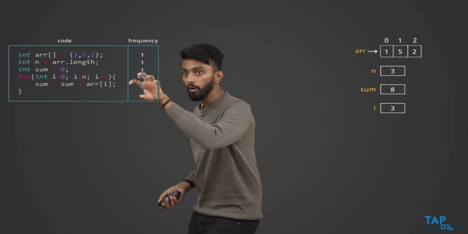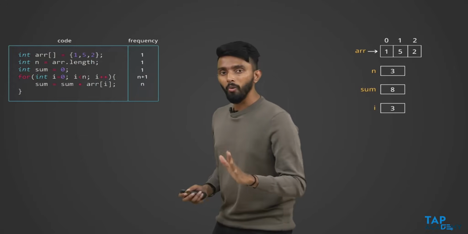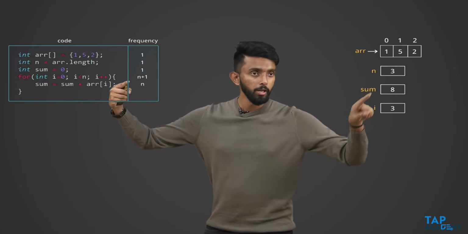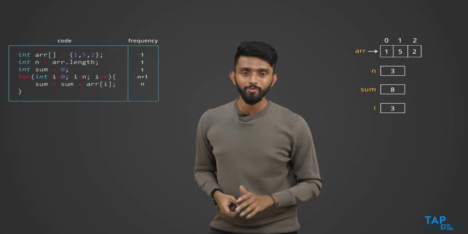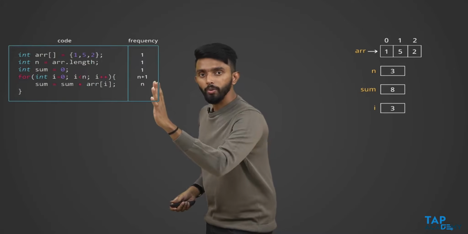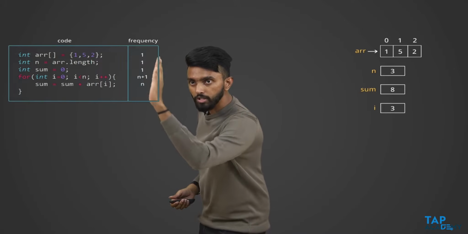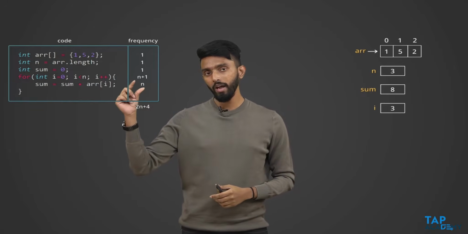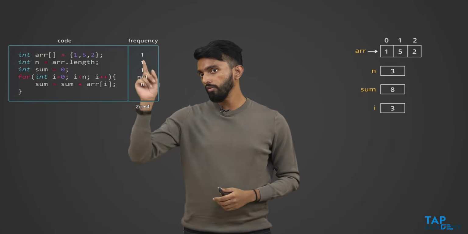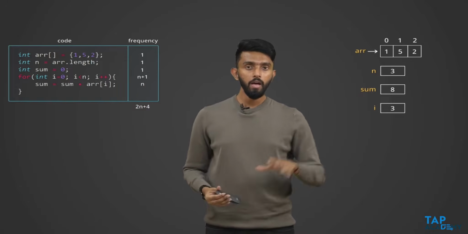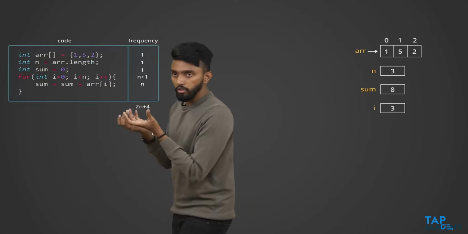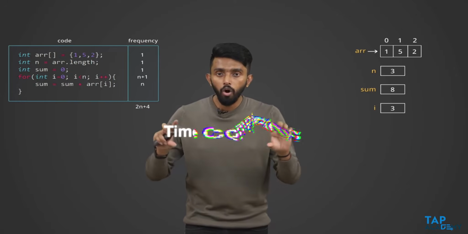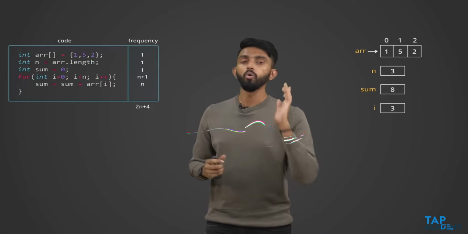So did you see how I brought it in general form? Now I know, depending upon the value of n, this will execute n plus 1 times. Depending upon the value of n, this will execute n times. So this is my frequency. Now I'll add all these frequencies together. I'll get 2n plus 1, 2, 3, 4, which is 2n plus 4. Now, using this value, you can represent the time complexity of this code.